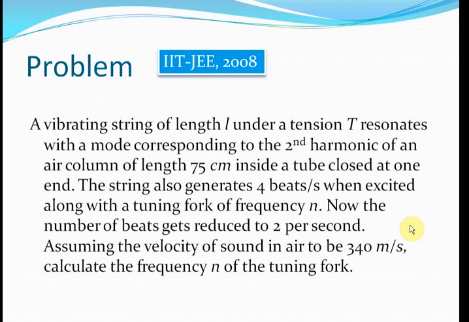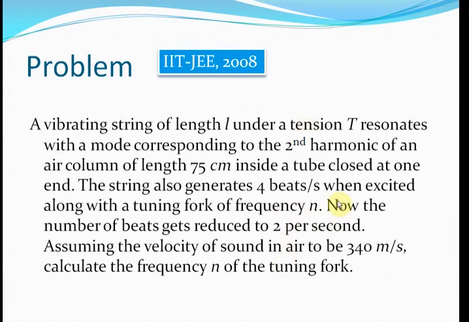The string also generates 4 beats per second when excited along with a tuning fork of frequency n. Now the number of beats gets reduced to 2 per second. Assuming the velocity of sound in air to be 340 meters per second, calculate the frequency n of the tuning fork. The language of this problem seems very complicated. However, this question is actually a very simple one.